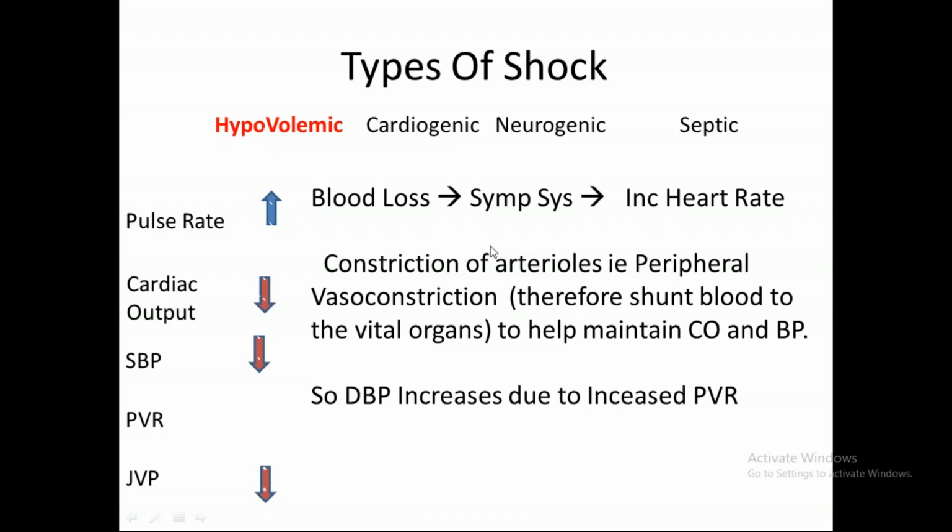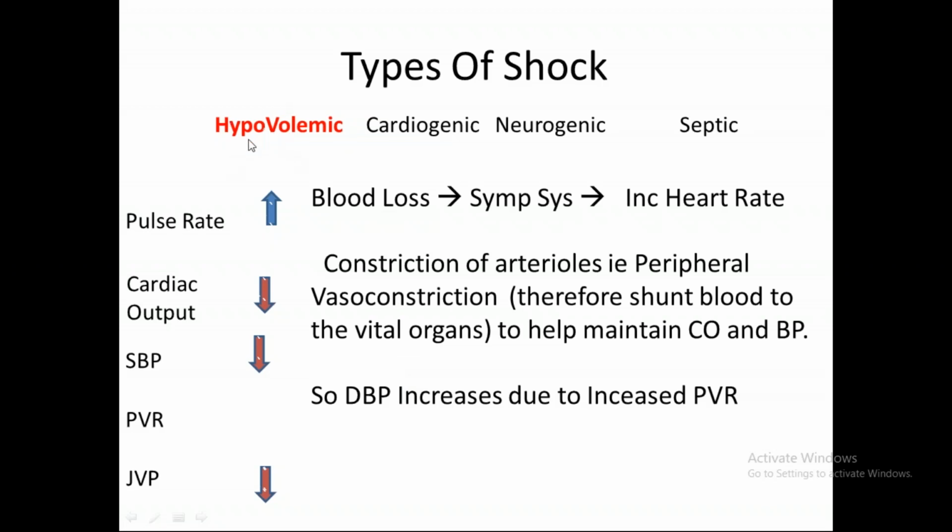Why do we need peripheral vasoconstriction? Because we need the blood to shunt from the peripheries to the vital organs, right? This will help to maintain the cardiac output and the blood pressure. Since the sympathetic system is constricting the peripheral arterioles, this will lead to increased peripheral vascular resistance. And this will in turn increase the diastolic blood pressure. At the start, I told you diastolic blood pressure is dependent on the peripheral vascular resistance. So if there is an increase in peripheral vascular resistance, this will increase the diastolic blood pressure, right?